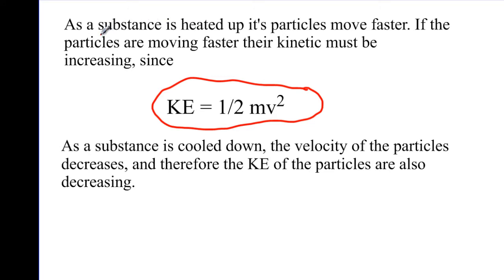So again, as we look at it, as a substance is heated up, its particles move faster. This value here, the velocity, is going to increase. Well, if this value, velocity, increases, so does the kinetic energy. So as a substance is heated up, the molecules move faster and the kinetic energy goes up. In a similar fashion, as the substance is cooled down, this velocity of the particles decreases. This value gets smaller, and therefore the kinetic energy goes down. So, the faster the molecules move, the higher the kinetic energy. The slower the molecules move, the lower the kinetic energy.